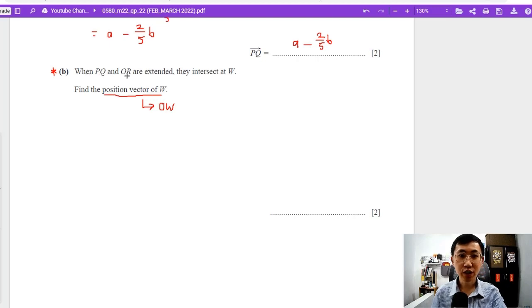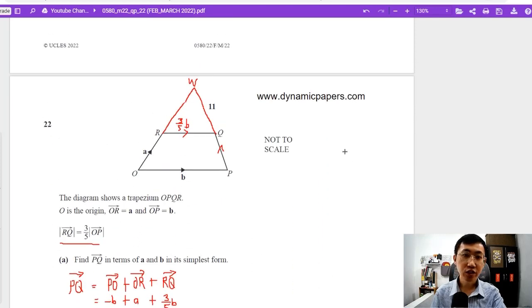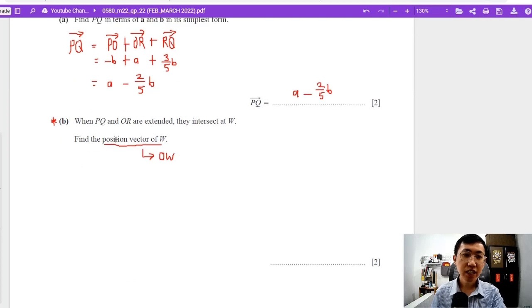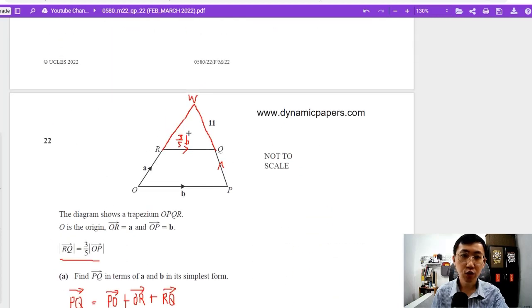When PQ and OR are extended, they intersect at W. So the teacher already drew the picture to prepare for the question. So they will meet at W when they extend. Find the position vector of W. So position vector of W means find OW. Okay, so let you focus where is OW. We're going to try to find the vector in terms of A, the whole thing, OW like this.